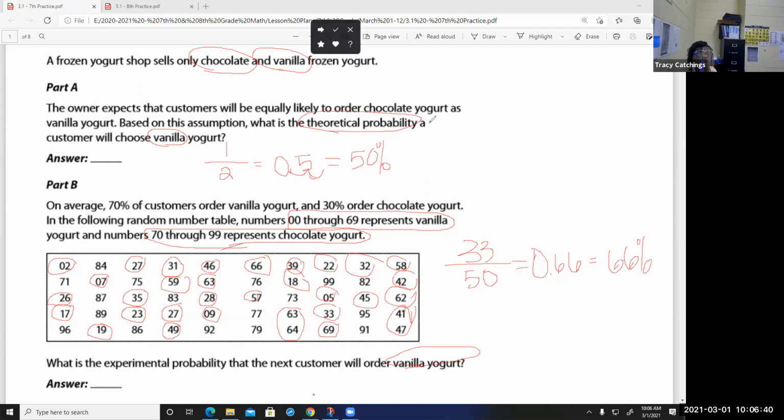So the theoretical probability before they did the experiment told them that they should have had vanilla about 50% of the time. And then after doing the experiment, they figured out that they had vanilla 66% of the time. So that's the difference between theoretical probability and experimental. Any questions about it? All right, anyone still need anything? Okay.